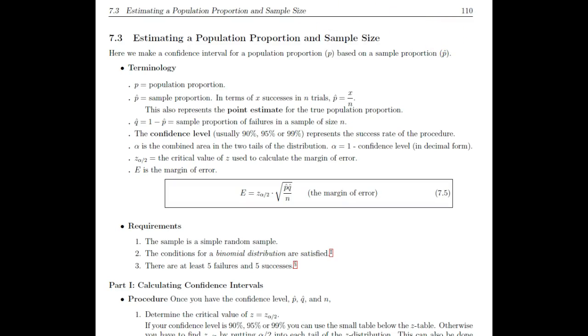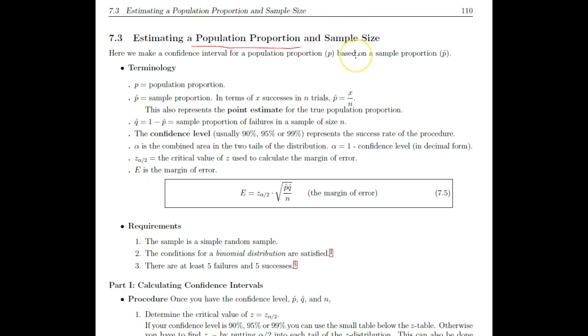Hey everybody, we're going to start section 7.3 in this video, which continues on with confidence intervals, and this one is about estimating a population proportion using confidence intervals. And then we're also going to get into calculating sample sizes, minimum sample sizes necessary if we want to get a specific degree of confidence with our confidence interval, and also a specified margin of error.